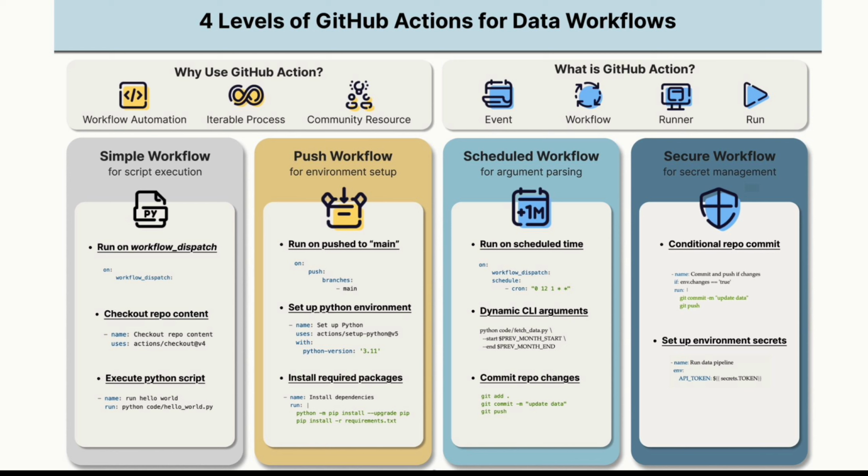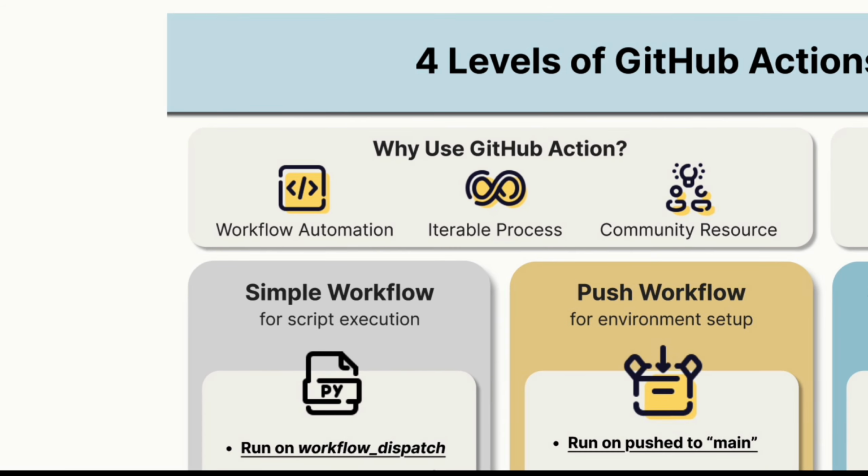It can streamline processes for developers and data professionals by automating tasks like data retrieval from external sources and transforming data. In this video, we will dive into the 4 levels of GitHub Actions that can help automate your data workflows. We'll begin by understanding the reasons behind using GitHub Actions for automating data workflows.